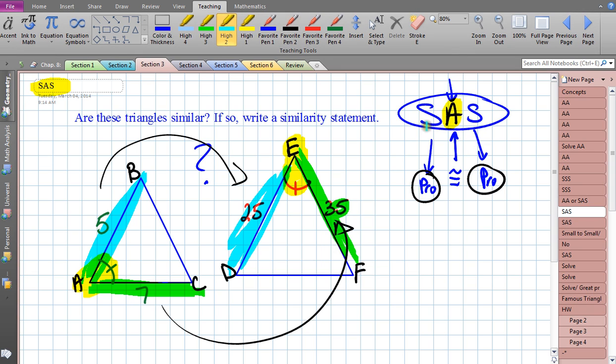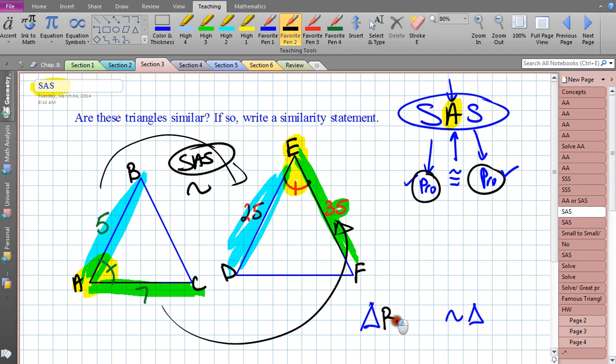How do I know that? It's because I have two sides that have the same exact scale factor, meaning 5, and I have two angles that are exactly congruent. So let me write a similarity statement, because now we know, let me erase that question mark, we now know these two triangles are similar based upon side angle side.